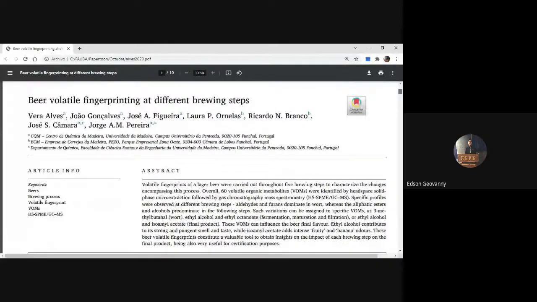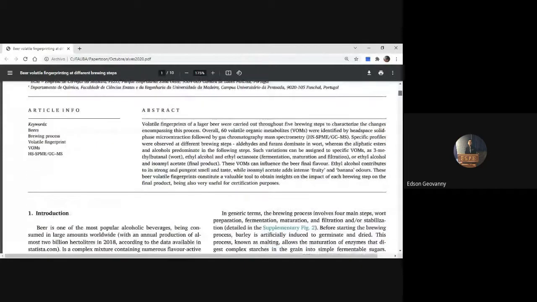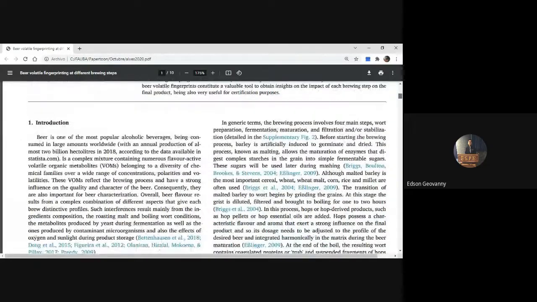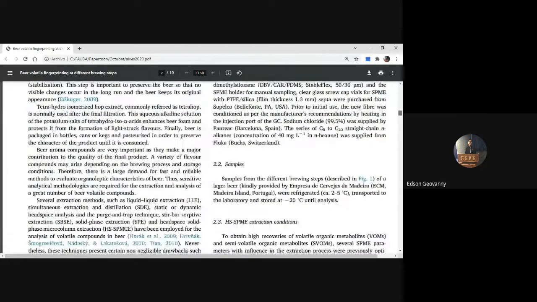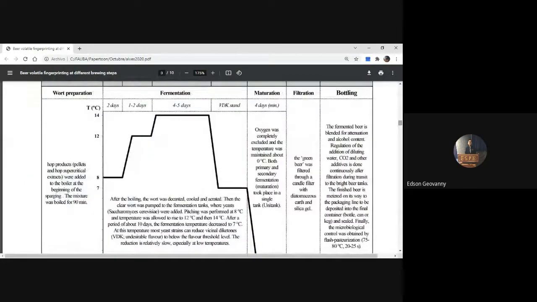Samples were taken from a lager beer throughout 5 brewing steps. 60 volatile organic metabolites were identified by microextraction, followed by mass spectrometry. Specific profiles were observed at different stages of brewing: aldehydes and furans, aliphatic esters, and predominant alcohols in the following steps.